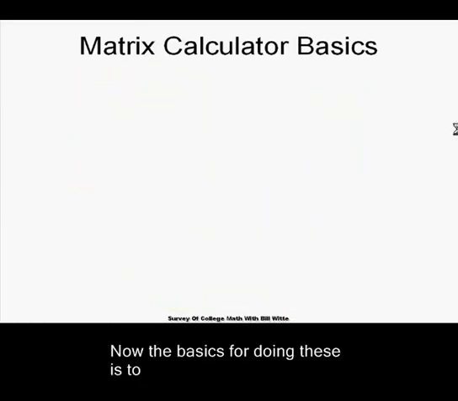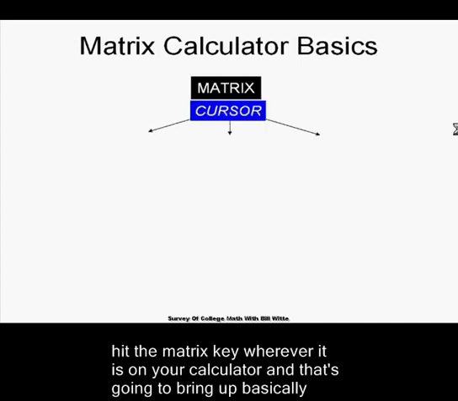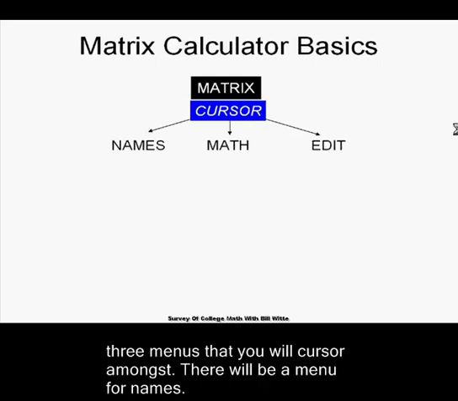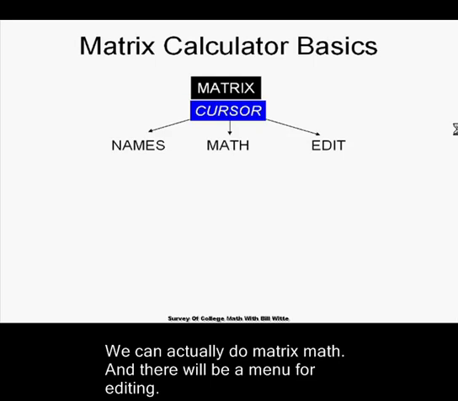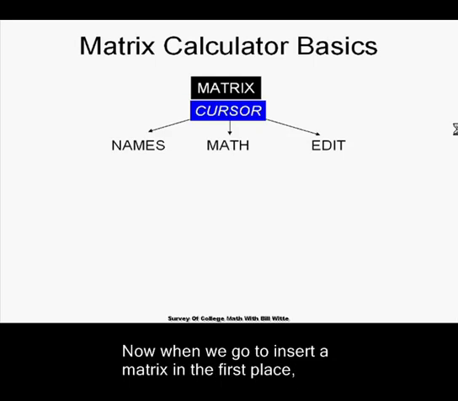Now, the basics for doing these is you're going to hit the matrix key wherever it is on your calculator, and that's going to bring up basically 3 menus that you'll cursor amongst. There'll be a menu for names. We don't have any names because we haven't created any matrices yet. There'll be a matrix for math, so we can actually do matrix math. And there'll be a menu for editing.